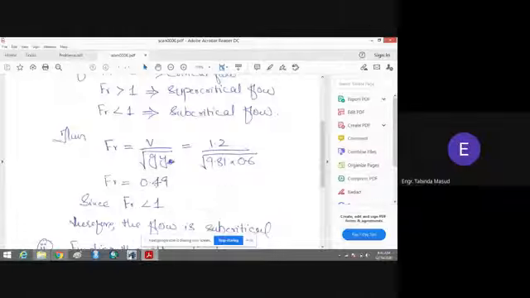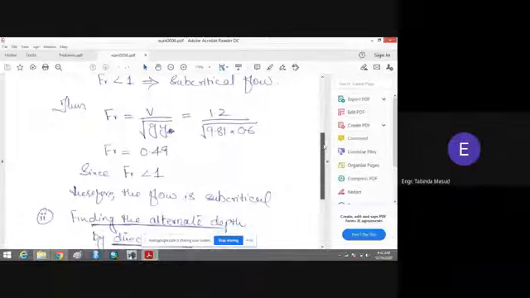It may be that, if for example the data is given to you and you are asked to find the state of the flow, it is not necessary that you always get the subcritical flow or supercritical flow. Maybe you put the values in this formula and you get the value of Froude number equal to 1. So what will it show you? It will show you that the flow is neither subcritical nor supercritical, but the critical one. So this is the general formula to find the Froude number.